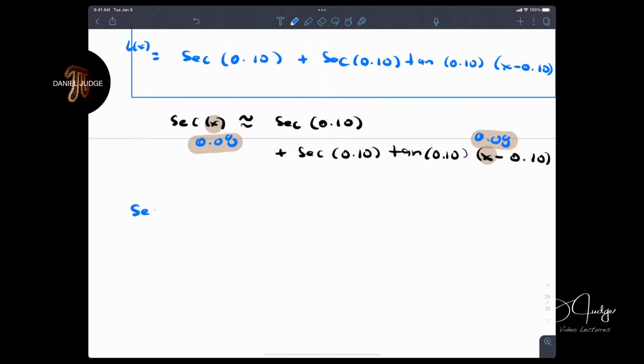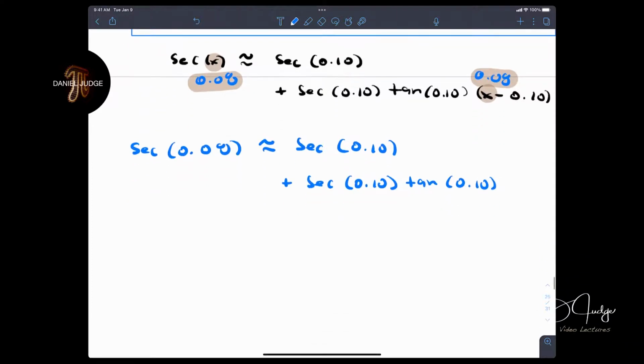So here's what this gives you. Secant 0.08 will be secant 0.10 plus secant 0.10 tangent 0.10 times the difference between 0.08 and 0.1. That difference, 0.08 minus 0.1, is minus 0.02. So this is the difference we're talking about. I can put the 0.02 here as a factor, but make sure that this is now negative. So this is how we're going to approximate secant 0.08 in terms of radians. Now, this is that linearization function here on the right side.